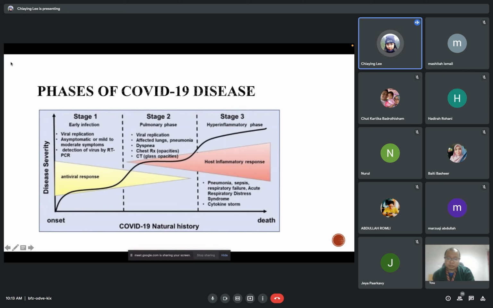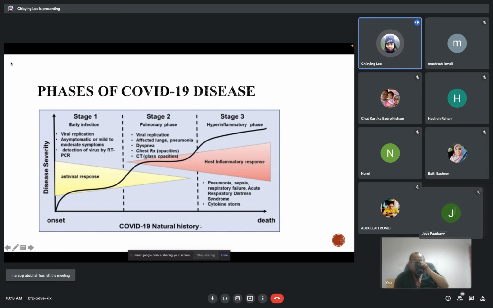I've attached a graph here where you can see the x-axis represents the timeline of the disease, and the y-axis represents the disease severity. So COVID-19 comes in two phases. First is the antiviral response, followed by the host immune inflammatory response. Usually, patients will come in with mild symptoms like fever, headache, diarrhea, and so on. During this time they are in the viral replication phase, and the virus can be detected by PCR tests.